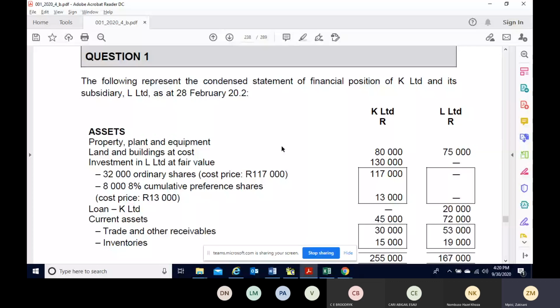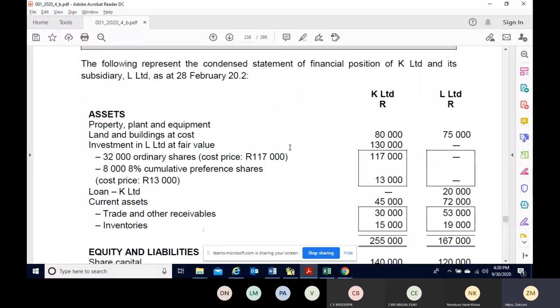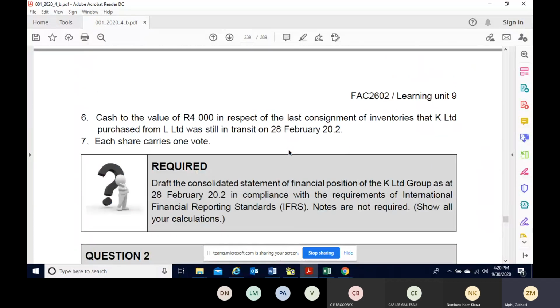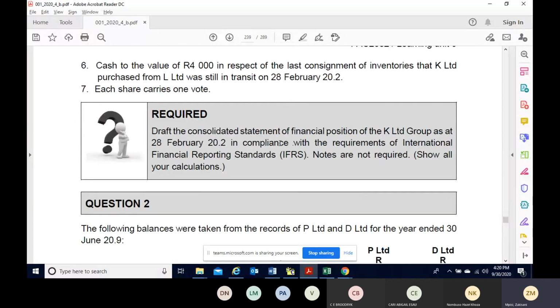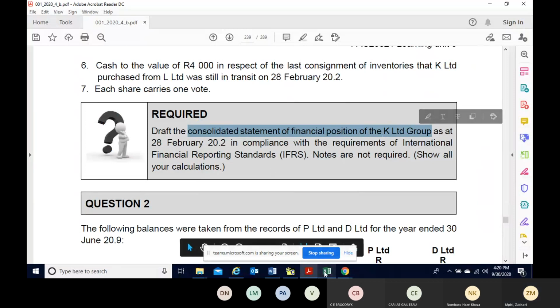So you are presented with a condensed statement of financial position of KLTD and its subsidiary LLTD as at 28 February 20.2. What are we required to do? We are asked to draft the consolidated statement of financial position of KLTD Group.